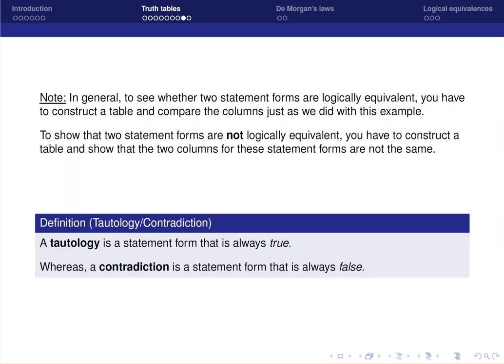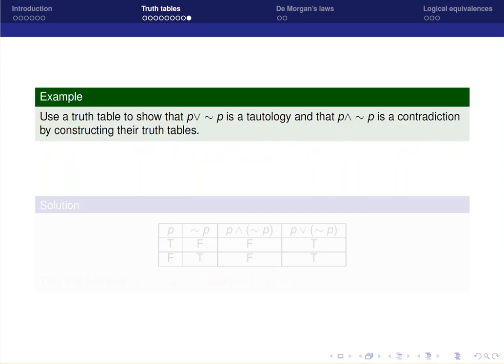Now, what is a tautology and what is a contradiction? A tautology is a statement that is always true, and a contradiction is a statement that is always false, no matter what is in it. So for instance, saying P or not P is a tautology, whereas P and not P is a contradiction.